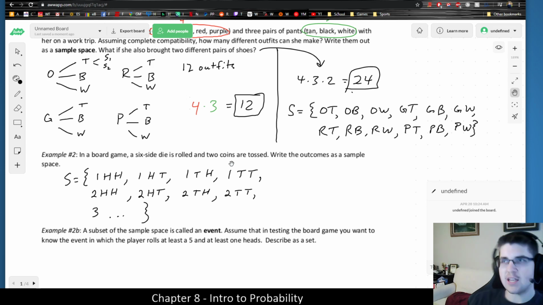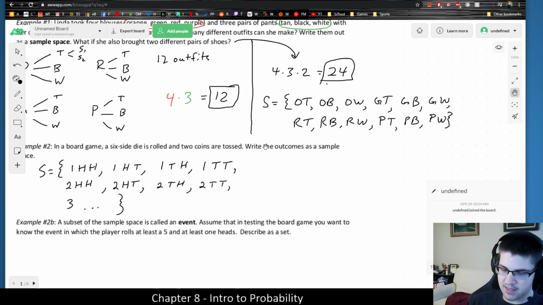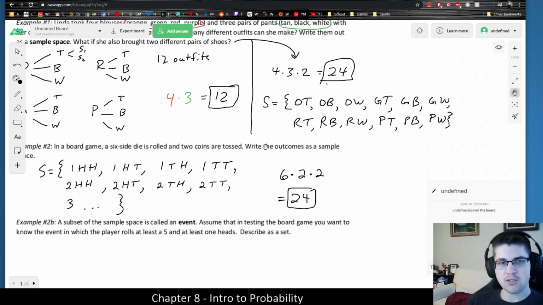Or we could just do it mathematically. To roll a standard six-sided dice, there would be six outcomes. Flipping a coin, there are two outcomes. And if we're flipping two coins, it would just be 6 times 2 times 2. If we wanted to know the total number of outcomes, that should also be 24, coincidentally, the same as the problem above, which is just 12 times 2.